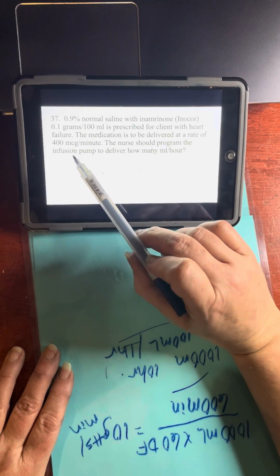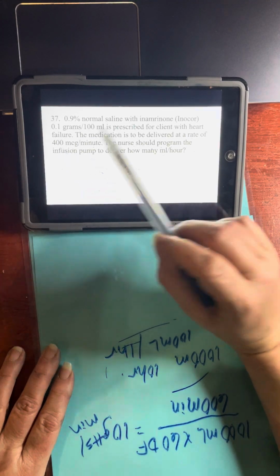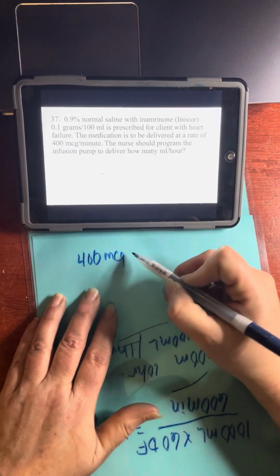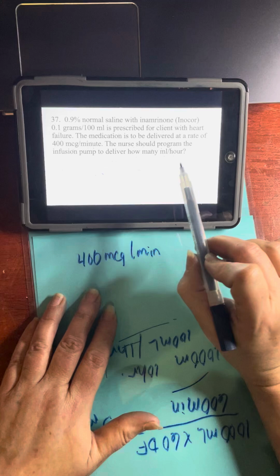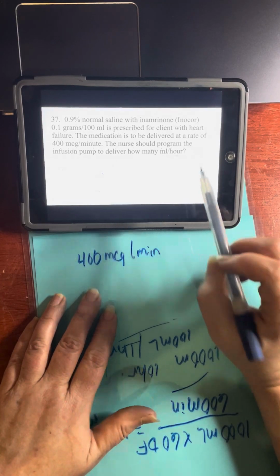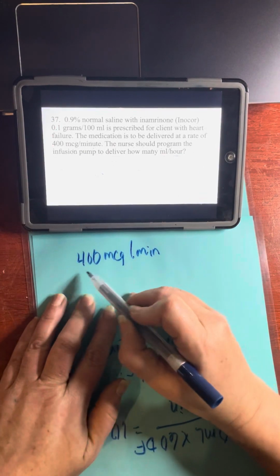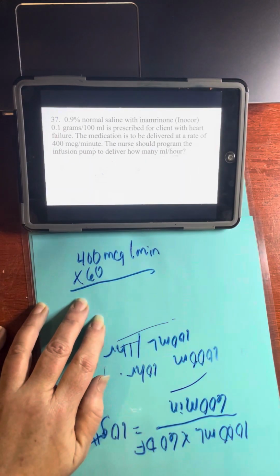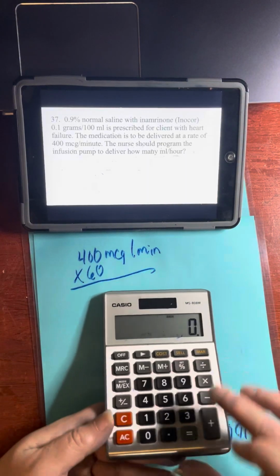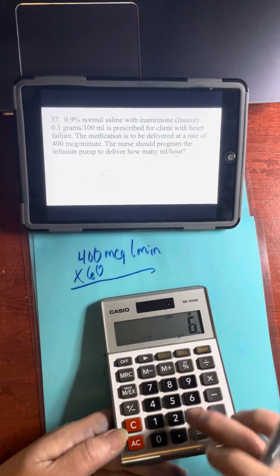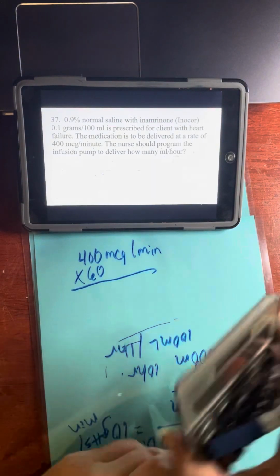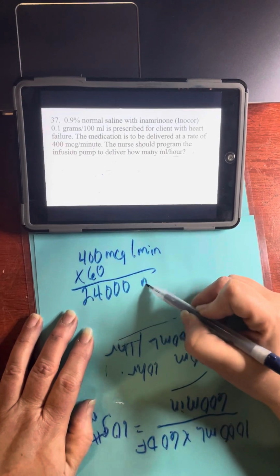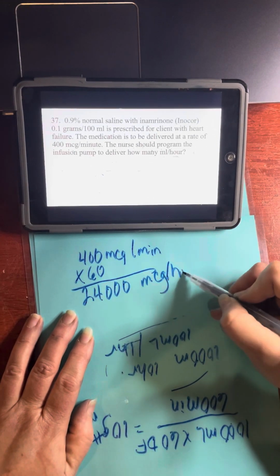Okay. So he wants it at 400 micrograms per minute. But the question wants my answer in an hour. So if I multiply 400 micrograms times 60, I can find out how many micrograms they want per hour. 400 times 60, 24,000 micrograms per hour is what that will be.